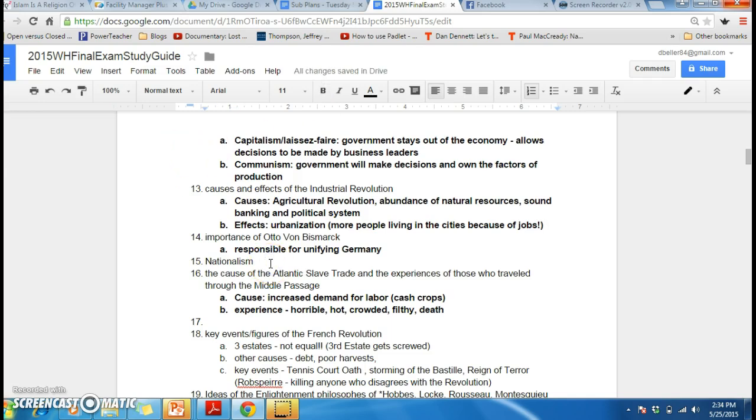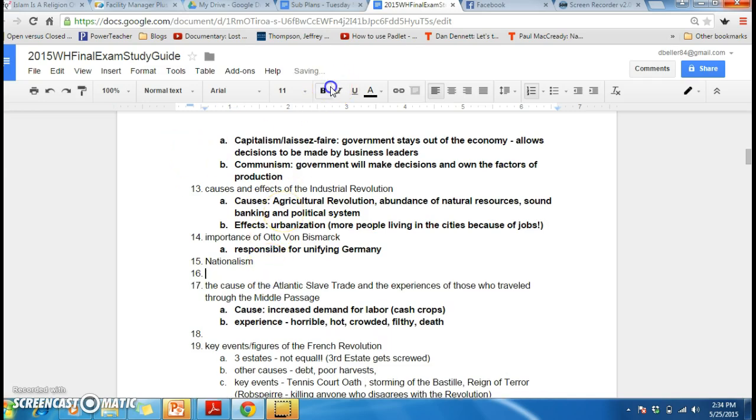Alright, nationalism. What would be a good definition of nationalism? It's a belief in loyalty to one's culture, country, etc. Alright, what else?